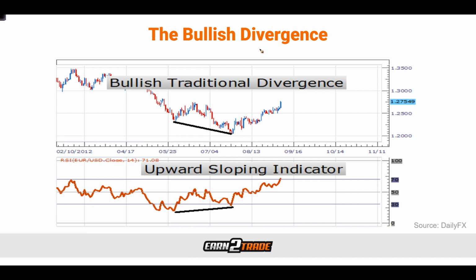Here we have an example of a traditional bullish divergence. So with the top chart, we have an example where the lows are progressively getting lower with the actual price. So price action is getting lower. And on top of noting that the lows are getting lower here, here, and here, we can also see that the highs are starting to get lower as well along the way down.